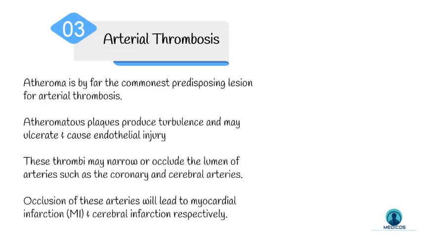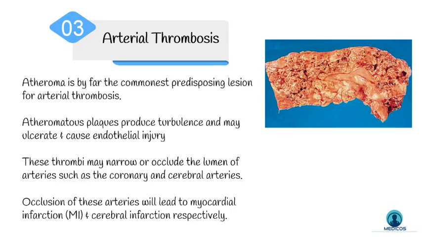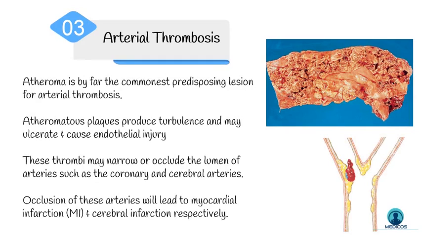When it comes to arterial thrombosis, the rapid flow of arterial blood prevents the occurrence of thrombosis unless the vessel is abnormal. And atheroma is by far the commonest predisposing lesion for arterial thrombosis. Atheromatous plaque produces turbulence and may also ulcerate and cause endothelial injury, both of which can lead to thrombosis. And these thrombi may narrow or occlude the lumen of arteries such as coronary and cerebral arteries. And occlusion of these arteries will lead to myocardial infarction and cerebral infarction.